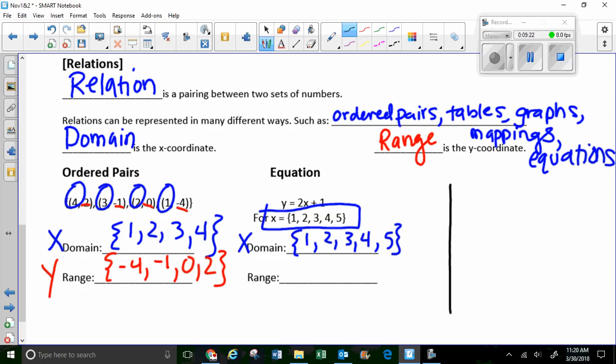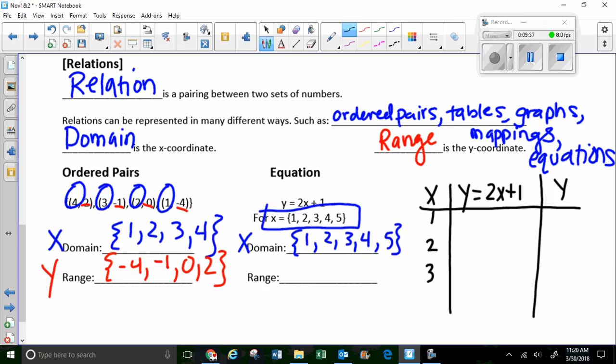So maybe you remember this from middle school, setting up where you've got your x values, you have your rule, 2x plus 1, and then you have your y values. So we're going to take all of our x values, 1, 2, 3, 4, 5, and we're going to plug those into our rule, our equation, and find the corresponding y values. So I'm going to replace x with 1 first, and I will get 2 times 1 plus 1, which is 3.